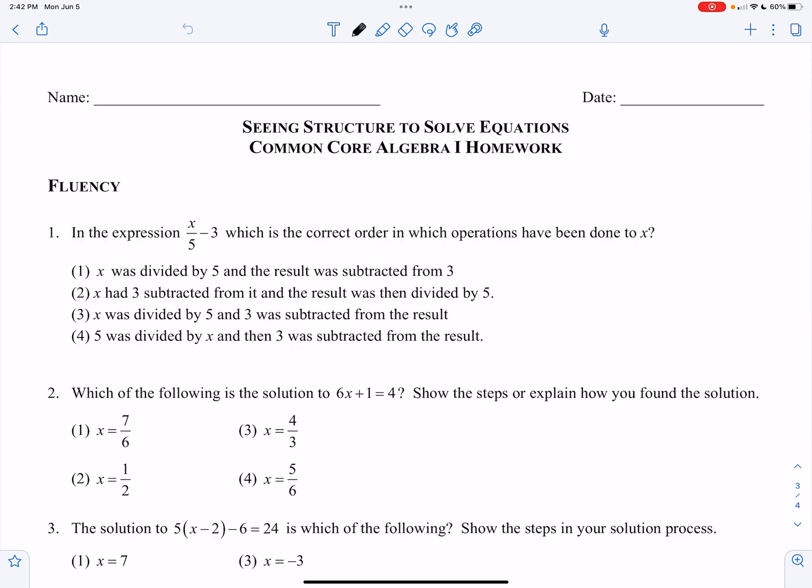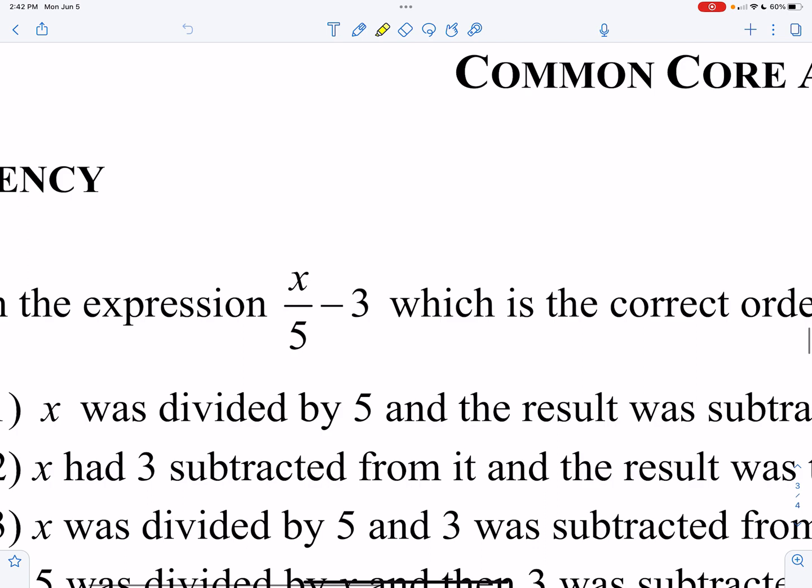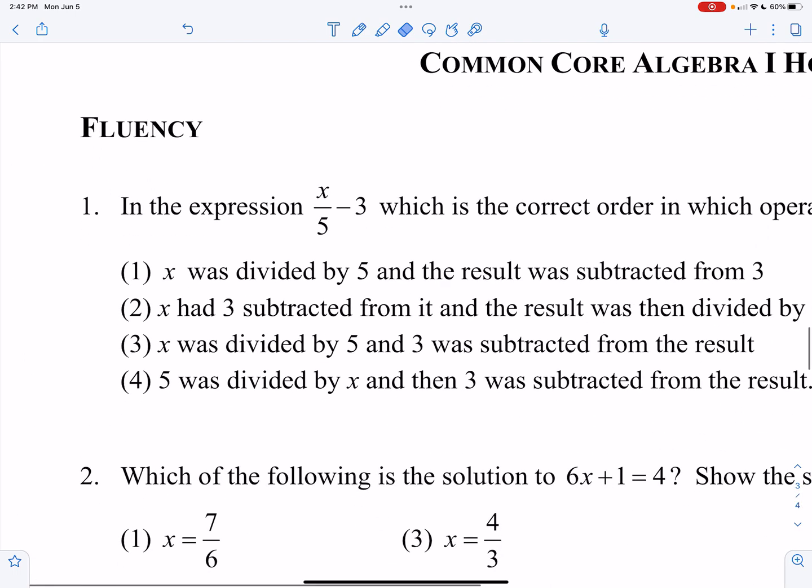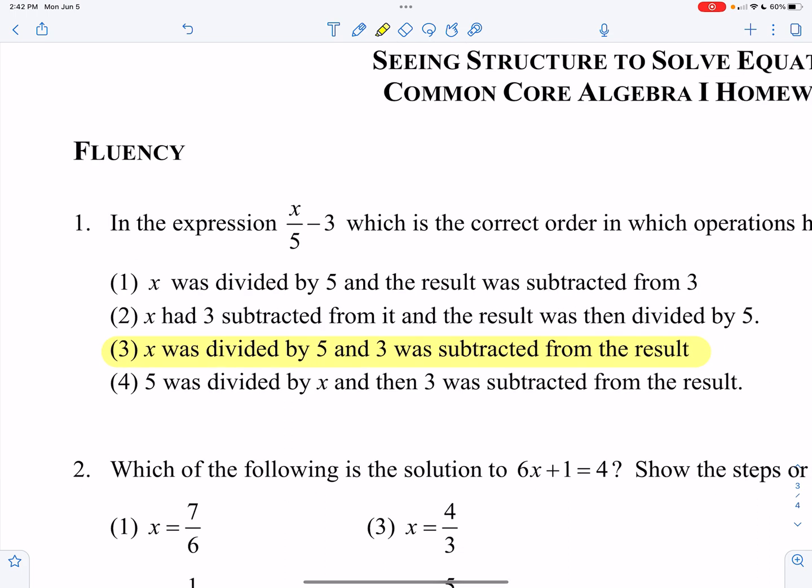For number 1, we want to know if this expression, x over 5 minus 3, is the correct order in which operations have been done to x. If you look at what's going on here, x is being divided by 5, and that result is being subtracted by 3. So, number 3: x was divided by 5, and 3 was subtracted from the result.